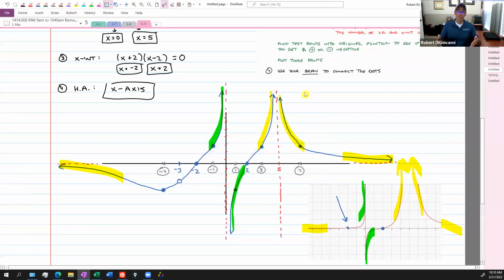That's a really good problem because it pulls a lot of ideas together, right? You got to be able to do your synthetic division and all that stuff.